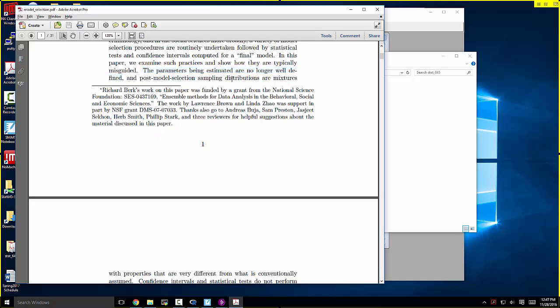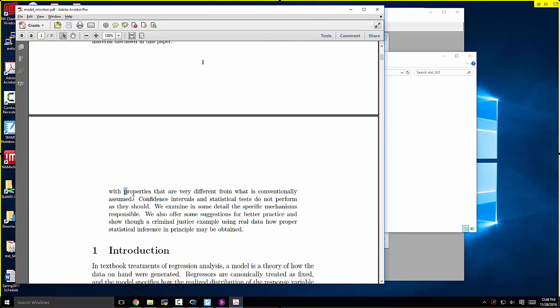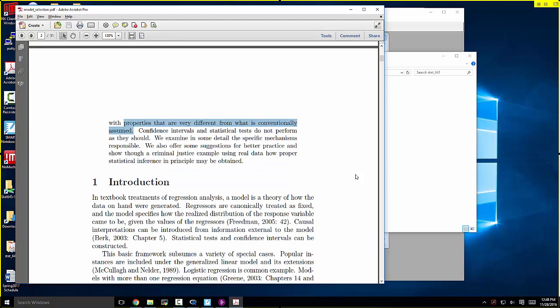The sampling distributions of the parameter or parameters of interest after doing model selection are not what we claim that they are. They are more complicated. They are functions of everything that happened leading up to the choice of the model. So that can make the properties of our inference be very different from what we think they are.